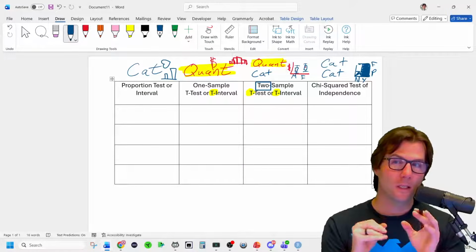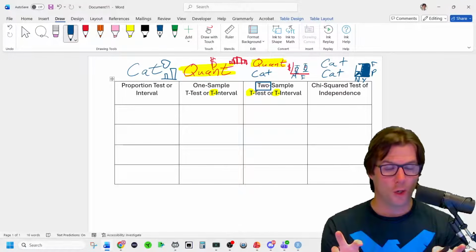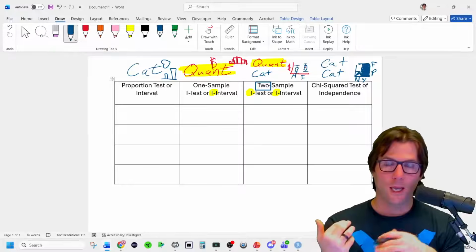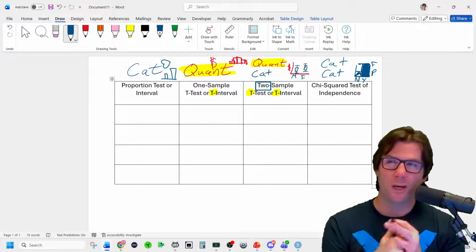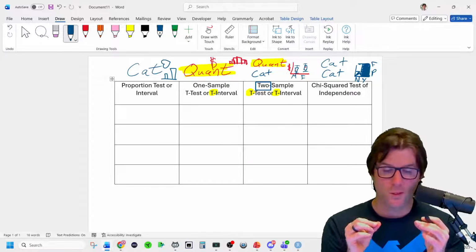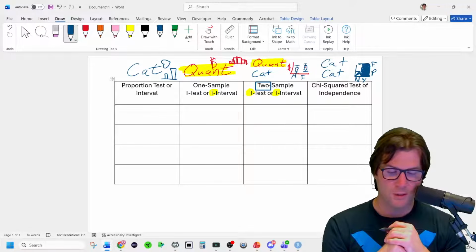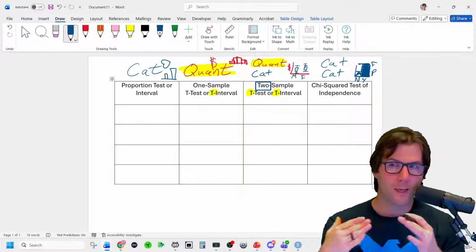Now we get into the conditions. Now that we know what the tests are and how they're set up: categorical, have you eaten at Arby's? Yes or no. Quantitative, how much money did you spend at Arby's in an actual quantitative amount? Categorical and quantitative, do men or women spend more money on average at Arby's?